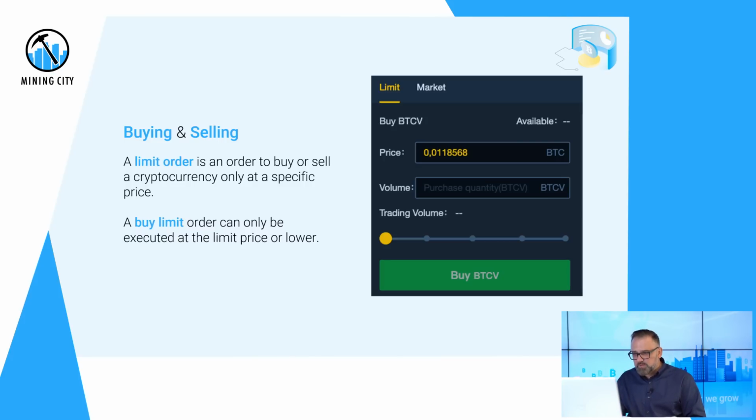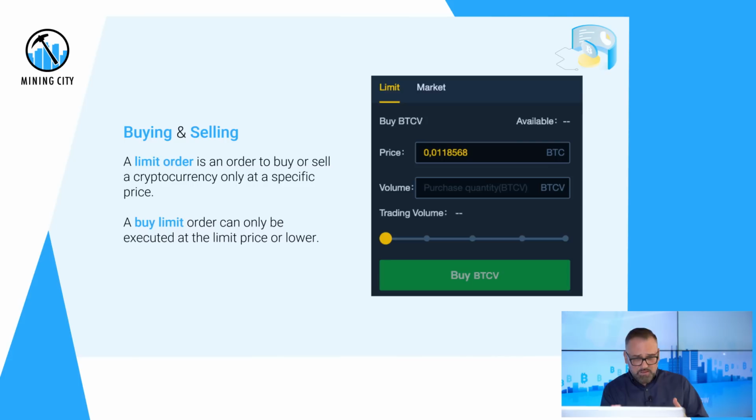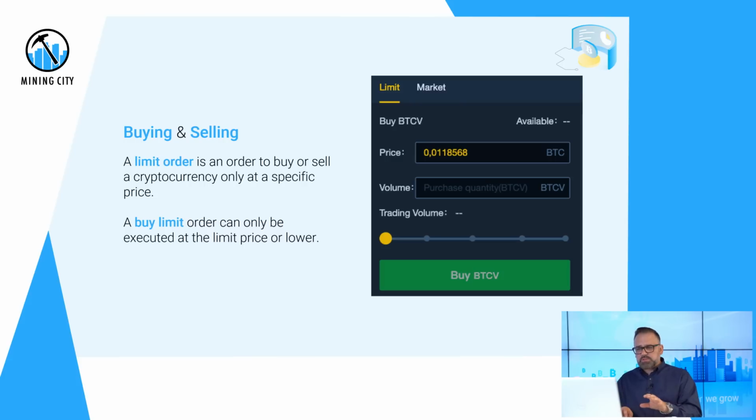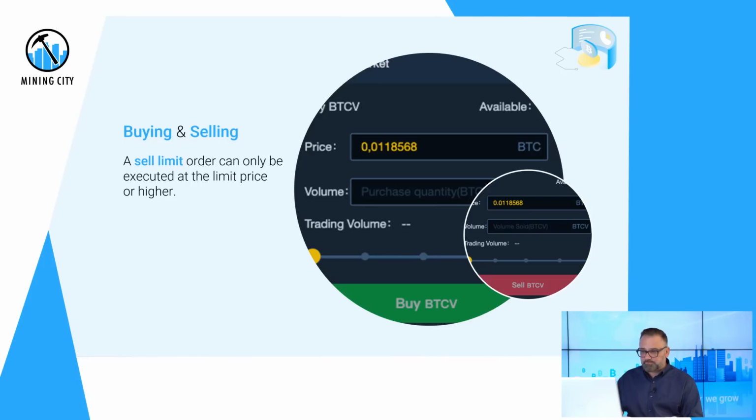Trading volume is the number of coins that are used in the trade. Volume is the amount of cryptocurrency you will get from the trade. In this case, it's Bitcoin Vault. The yellow line indicates how much of users' funds will be used in a trade. Users can use 25, 50, 75 or 100% or anything in between. A sell limit order can only be executed when the price is exactly as set or higher.